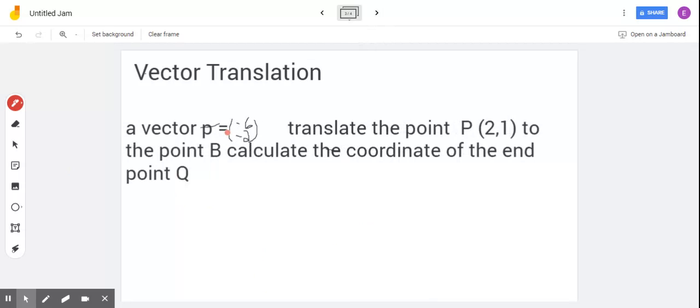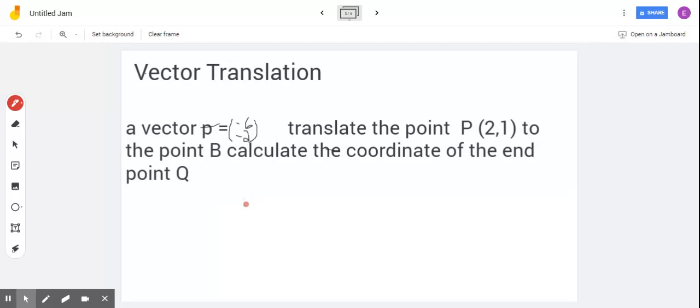Let's see one that has a negative sign. All right, so we have a vector P represented by (-6, -2). It translates the point (2, 1) to a point B, and we have to find the end coordinate of point Q. I think that should have been B, but don't worry about that.